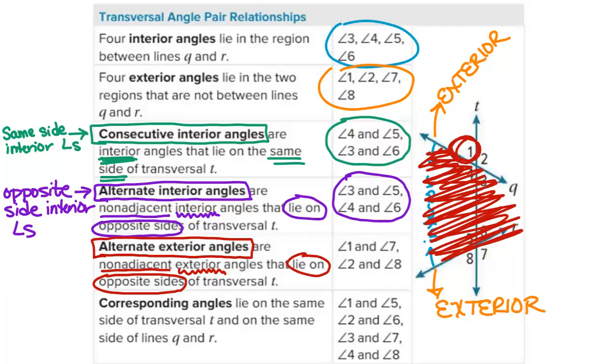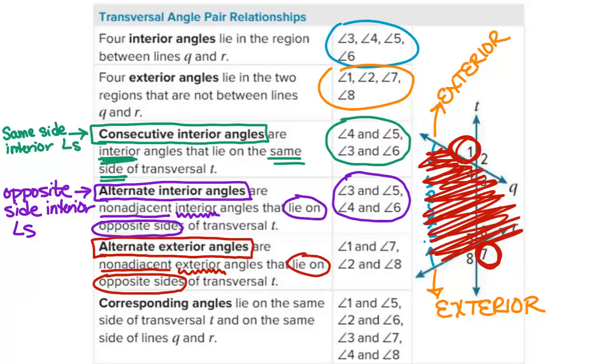Angle 1 is on the left. What do we call angle 1 and angle 2? That's a linear pair, side by side linear pair. So these are not alternate exterior angles. For an alternate exterior angle, I need one on the left, the other one on the right, but not touching. So it can't be this one. It has to be this one down here. Angle 1 and angle 7 are alternate exterior angles.